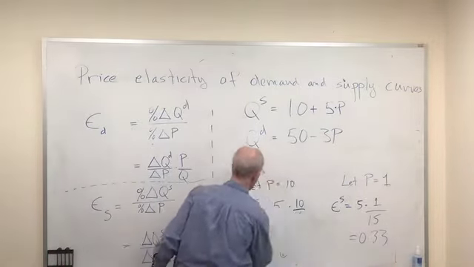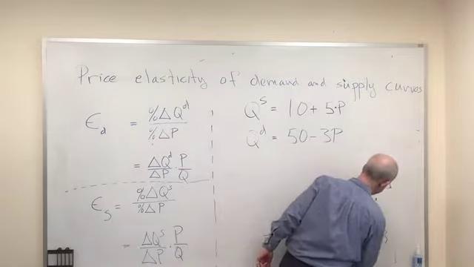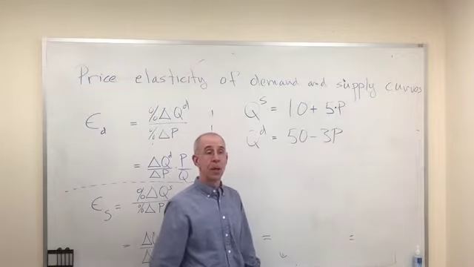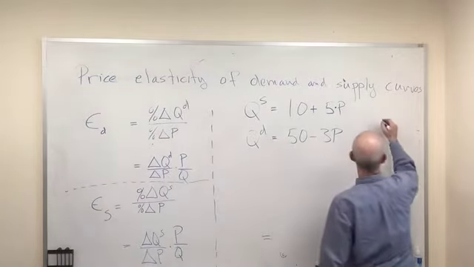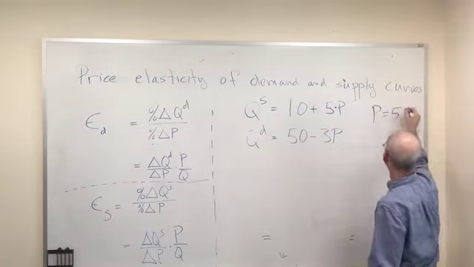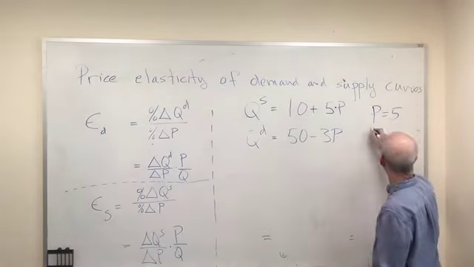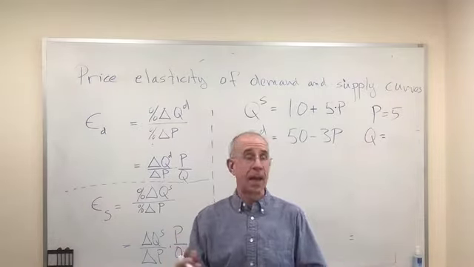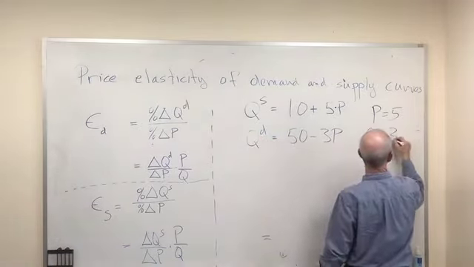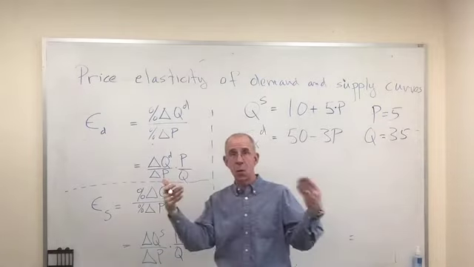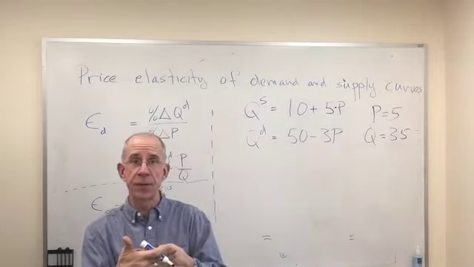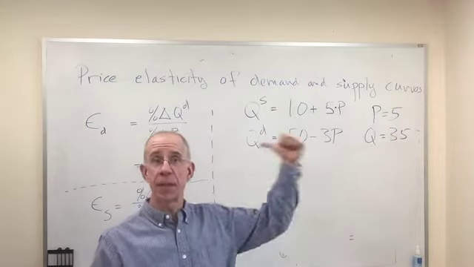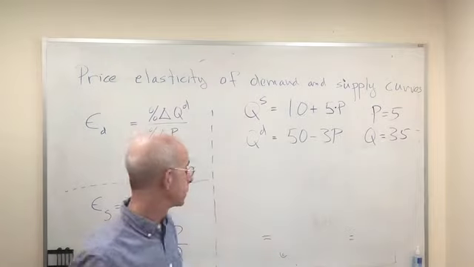Now, for this particular supply and demand relationship, you can show that the price where supply equals demand is 5, and the quantity that is supplied and demanded is 35. That's by setting the quantity of supply and demand equal to each other, solving for the equilibrium price, and plugging that back into the supply and demand relationships.